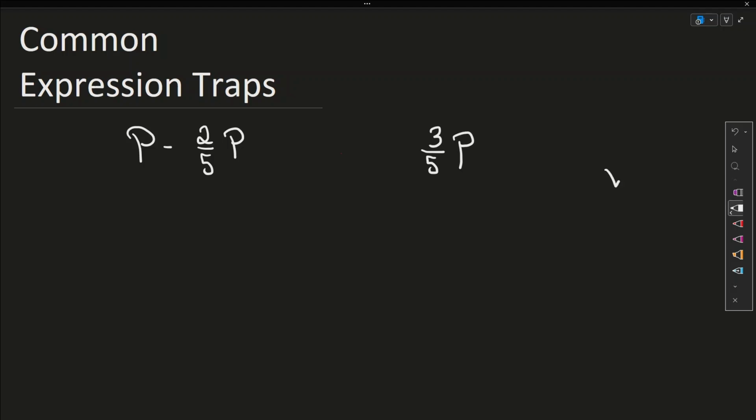These are equivalent. Why? The expression P means 1 whole P. So P minus 2/5 P is the same thing as 1 times P minus 2/5 times P. And 1 minus 2/5 is 3/5, so that leaves 3/5 P. So P minus 2/5 P is equal to 3/5 P.